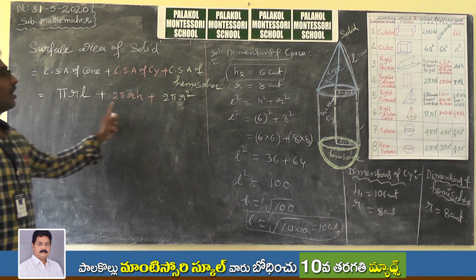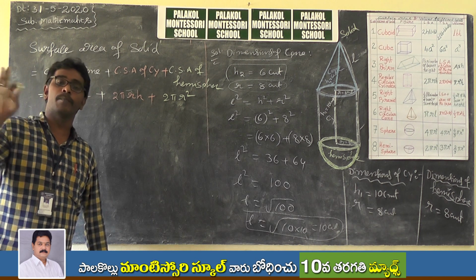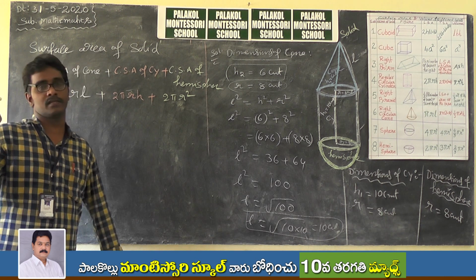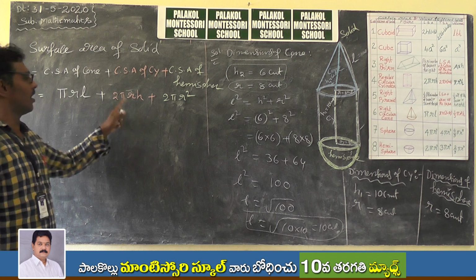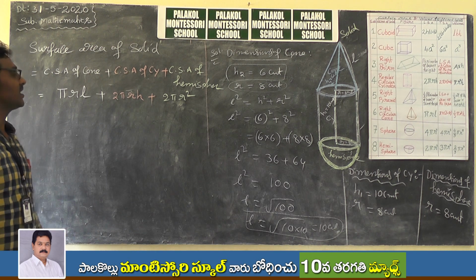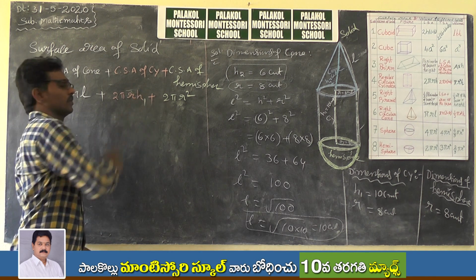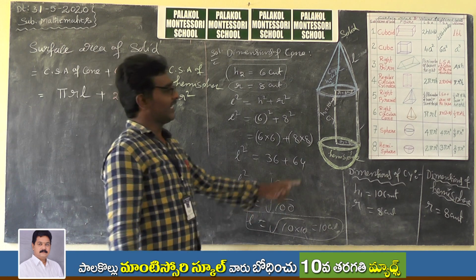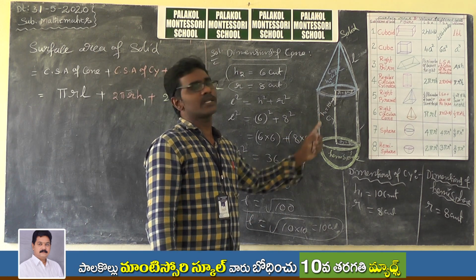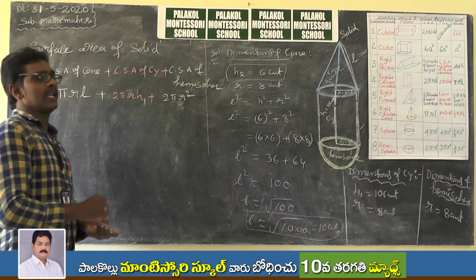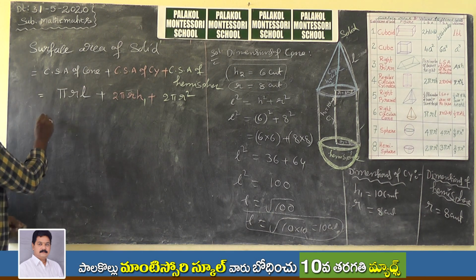Wait, in all these cases the radius is common, the common radius of the base. So don't change that letter r. But the height is different. This is H1, because in the cylinder the height is represented by H1. So I write that H1. The rest are not changed.